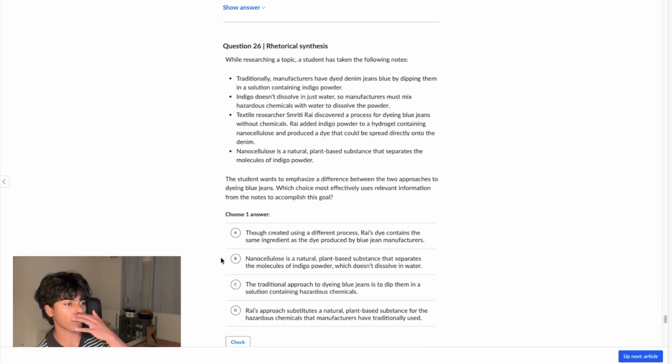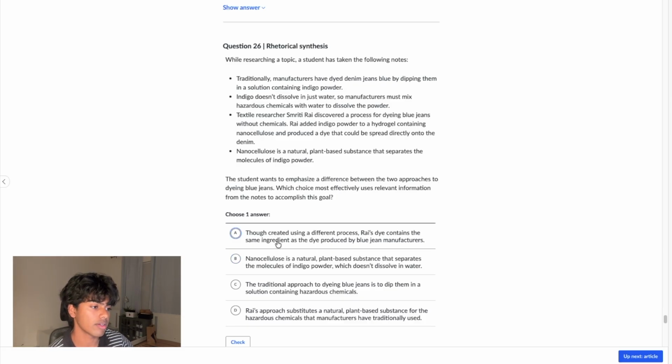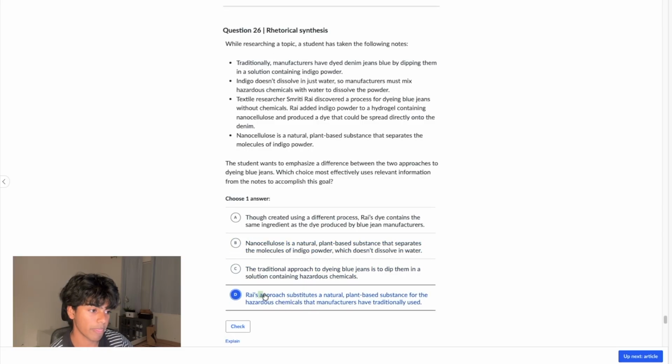26. Wants to emphasize the difference between the two approaches. So we had to mention both approaches and then mention a difference. This one, similarity, because they're using the same ingredient. This one doesn't even talk about differences. This one doesn't mention both of them. This one talks about difference because rye is using a natural thing while the manufacturer is using hazardous chemicals.